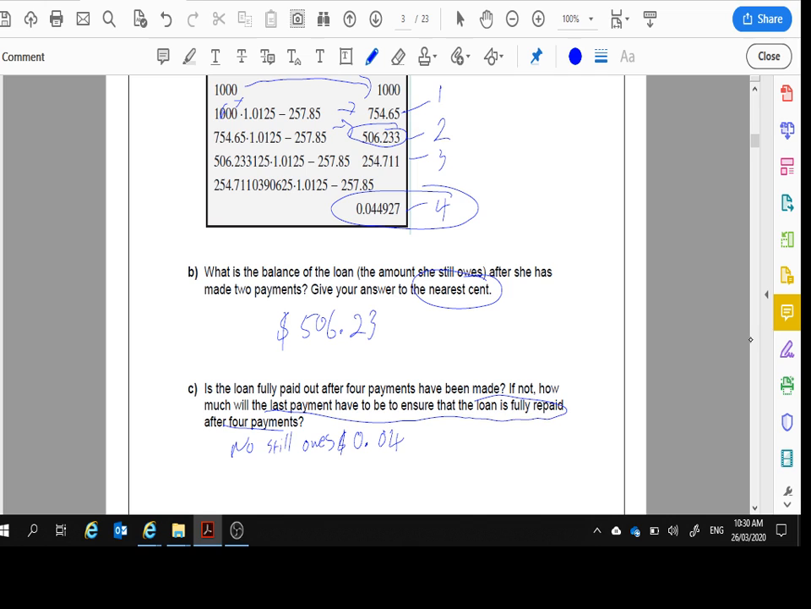Okay. So how much should the last payment be to ensure she's fully paid after the 4 months? Well, the last payment should be the payment that she's made, $257.85, plus she still owes the 4 cents. So that is $257.89. That's how much she needs to pay.